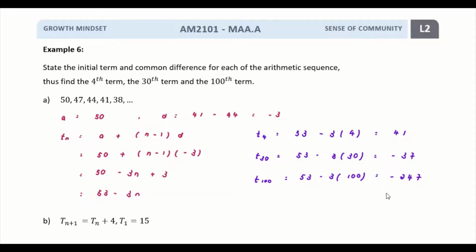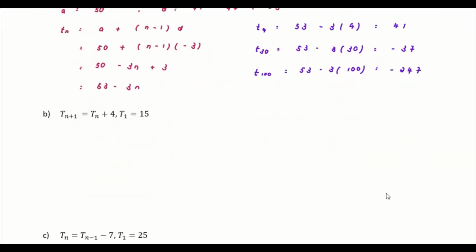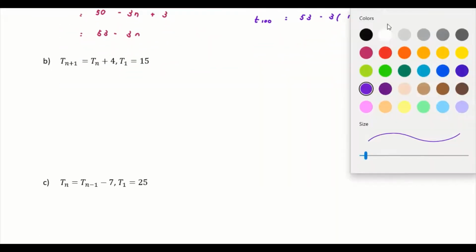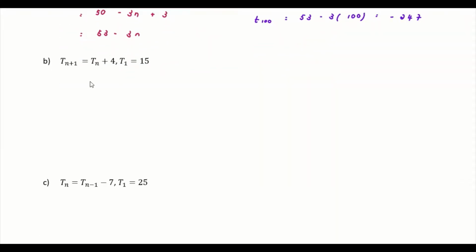Basically, you just build your nth term rule, and after that you can substitute the number that you need. Now let's look at part B. The (n plus 1)th term is obtained by the nth term plus 4. From the recursive rule here, you can see that this is an arithmetic sequence as well. So your initial term is your T1. So a is 15.